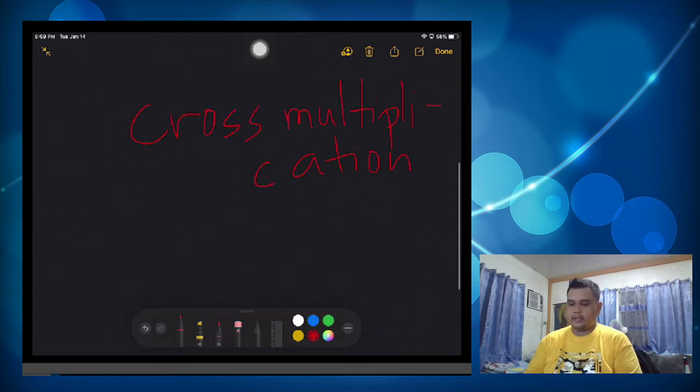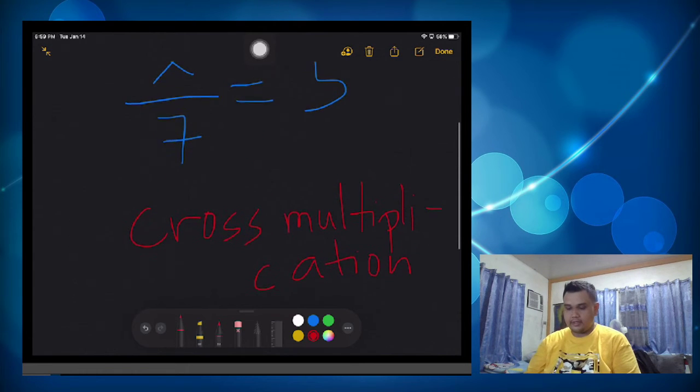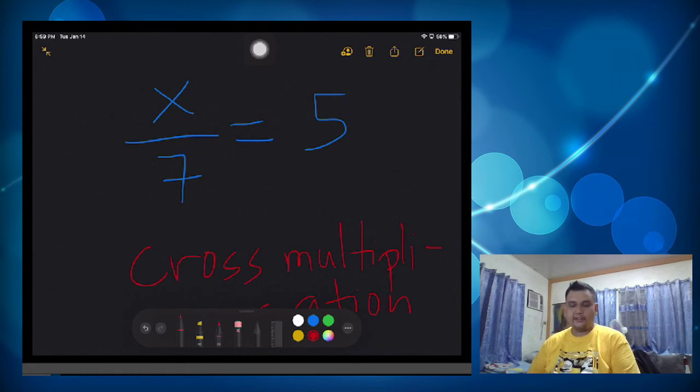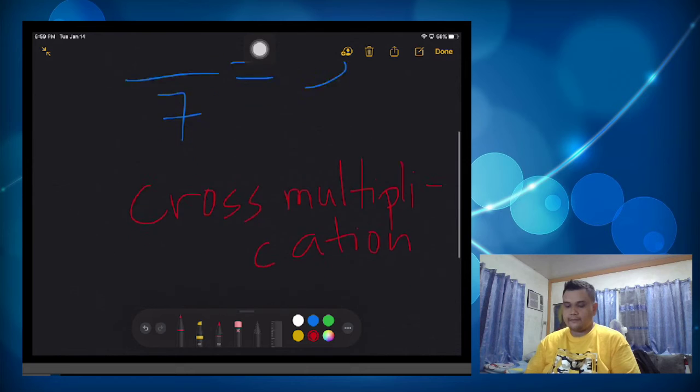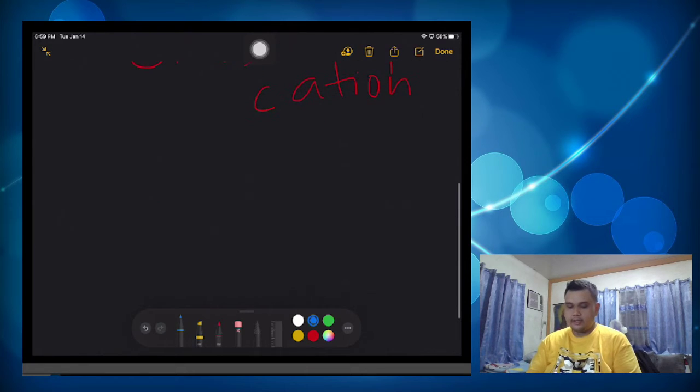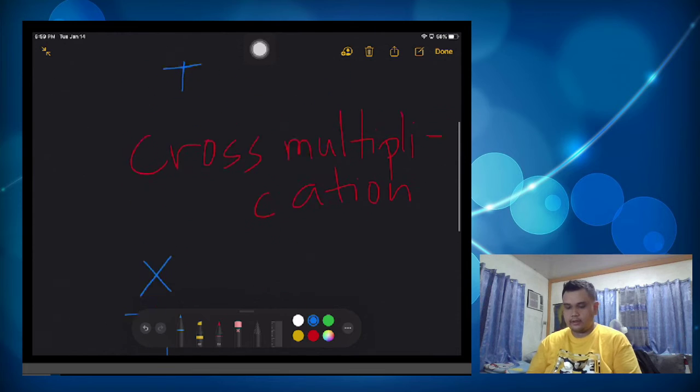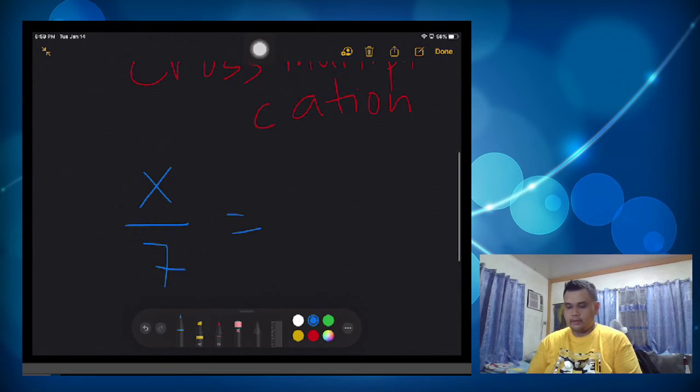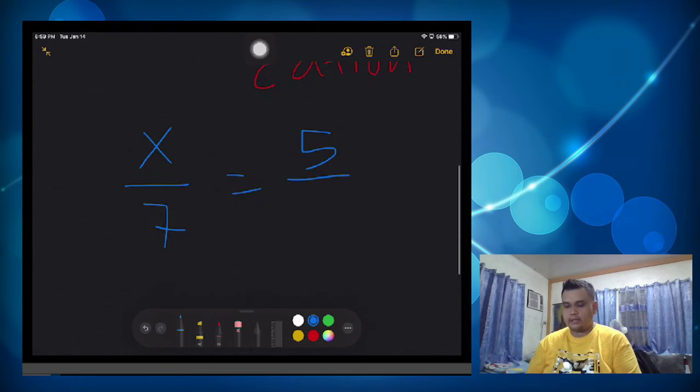Okay, cross multiplication. So that basically means that you're just going to cross multiply the value of x over 7 and the value on the other side of the equation, which is 5. So let me rewrite that again. That's equivalent to x over 7 equals 5. Okay, assuming that 5 has an invisible denominator of 1, just for you to be able to see the process of cross multiplication.